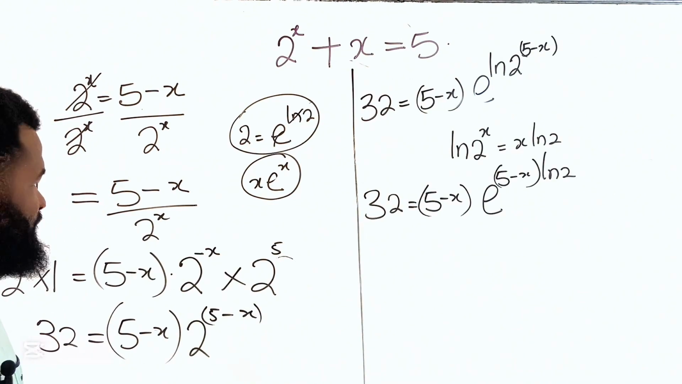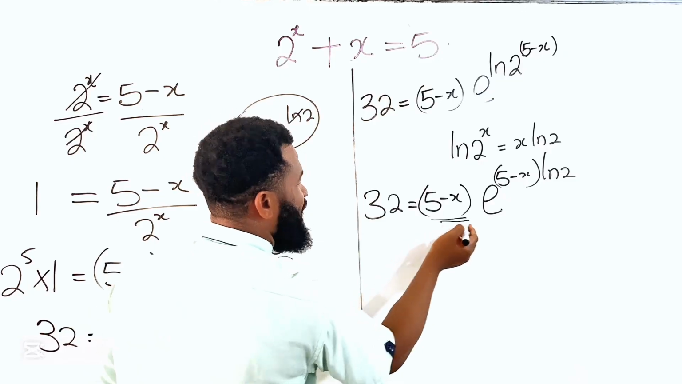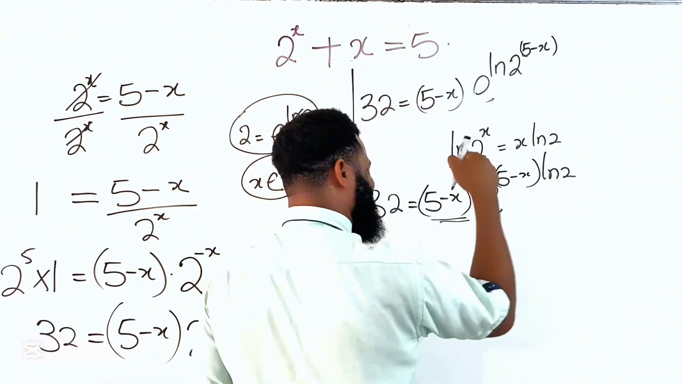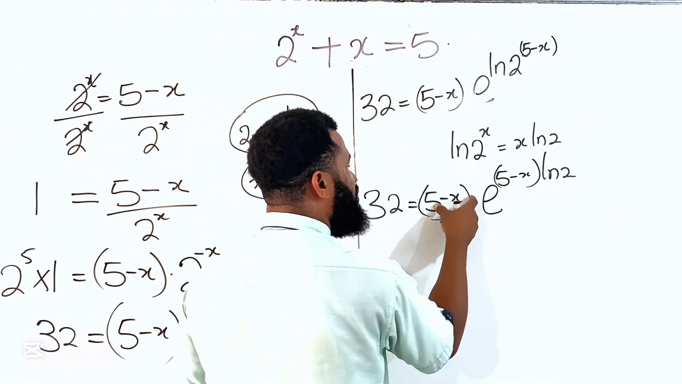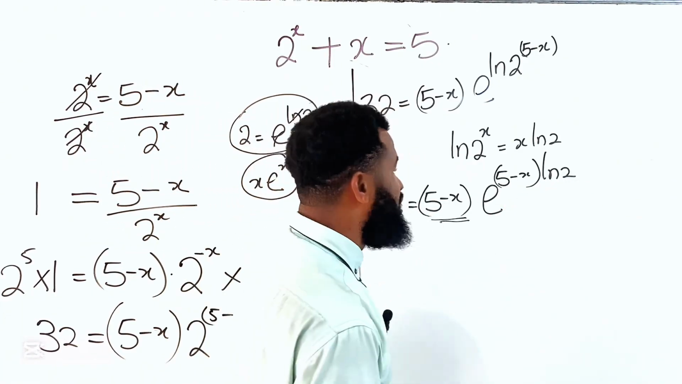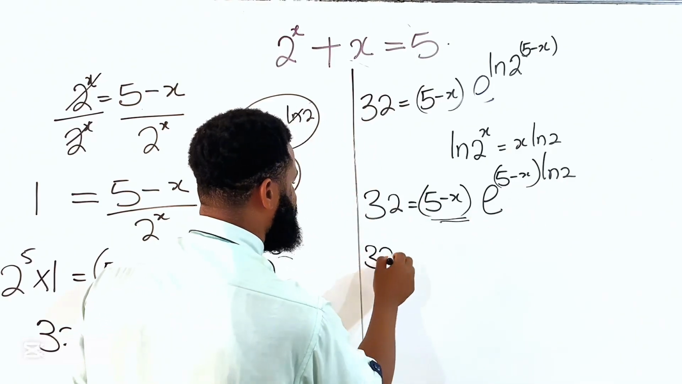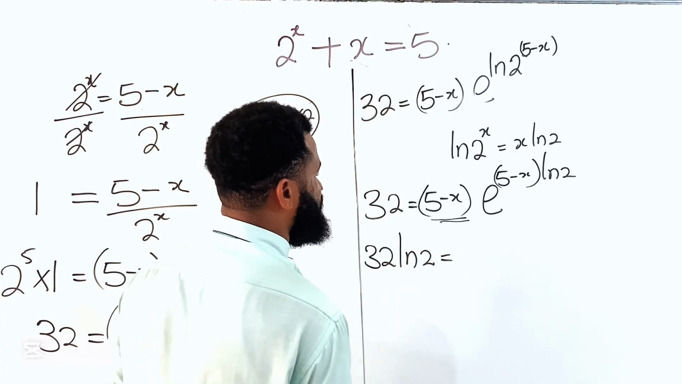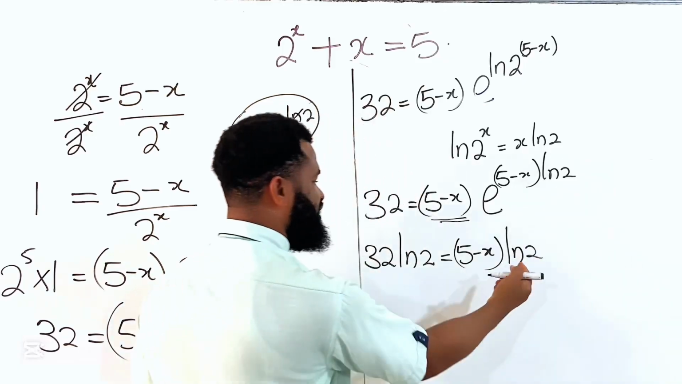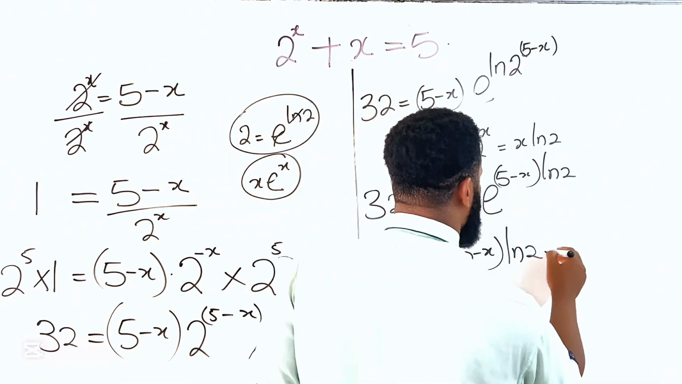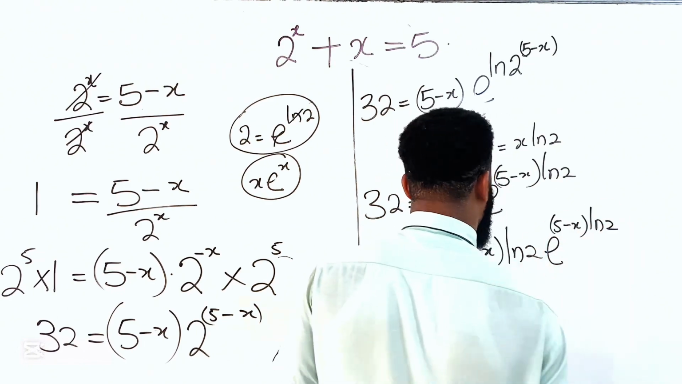Okay, you see, it's looking like this. I'm having something here and e to the power of that same thing. But you see what has spoiled it? ln 2 is not here, so it has spoiled it. So what should I do? I'm going to multiply by ln 2 on both sides. So I'm going to have 32 ln 2 is equal to 5 minus x ln 2. That is multiplying it on both sides. Then I'm going to have e to the power 5 minus x ln 2.